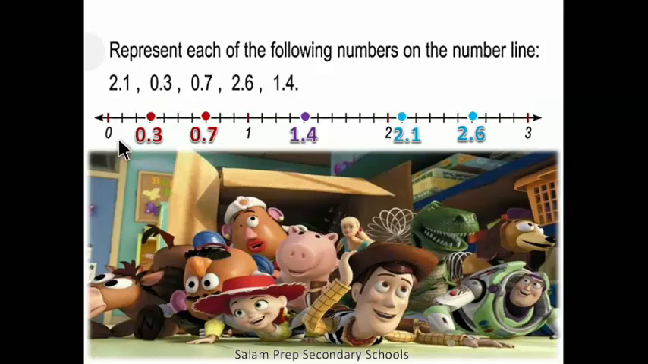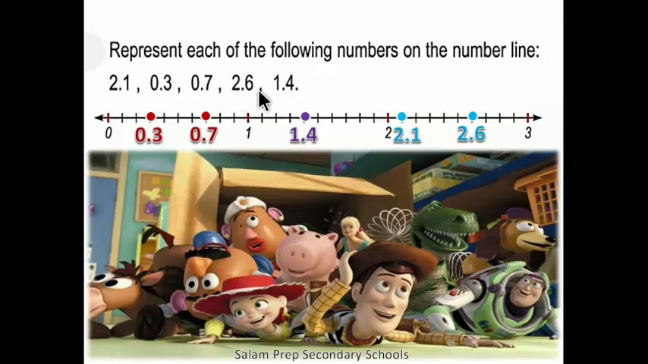0.3 means I will go to 0 and move 3 steps. Okay? 1, 2, 3. This is 3 tenths. 7 tenths, I will go to 0 and jump 7 steps. 1, 2, 3, 4, 5, 6, 7. This is 7 tenths.